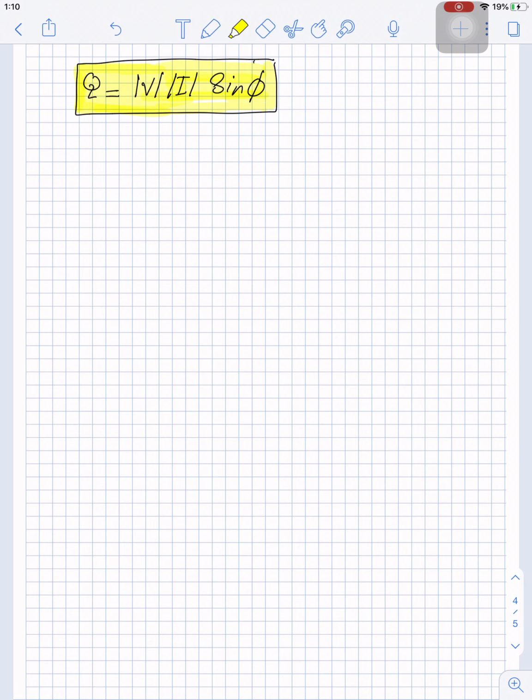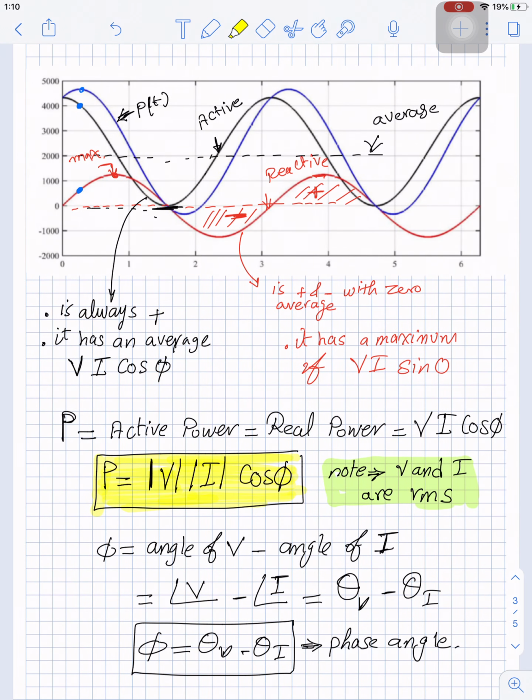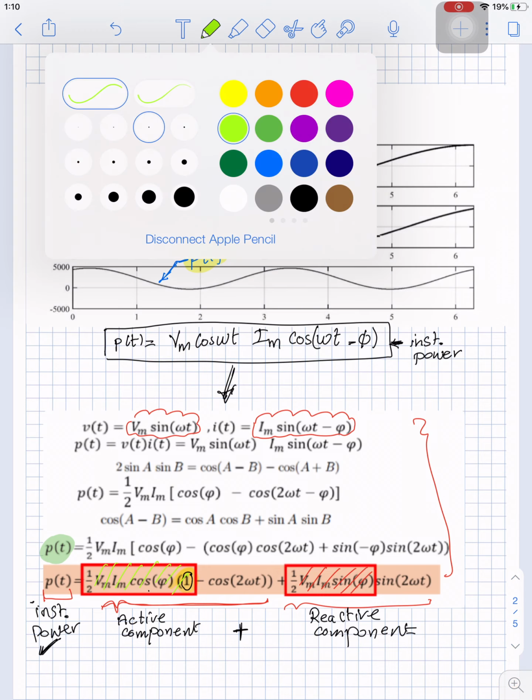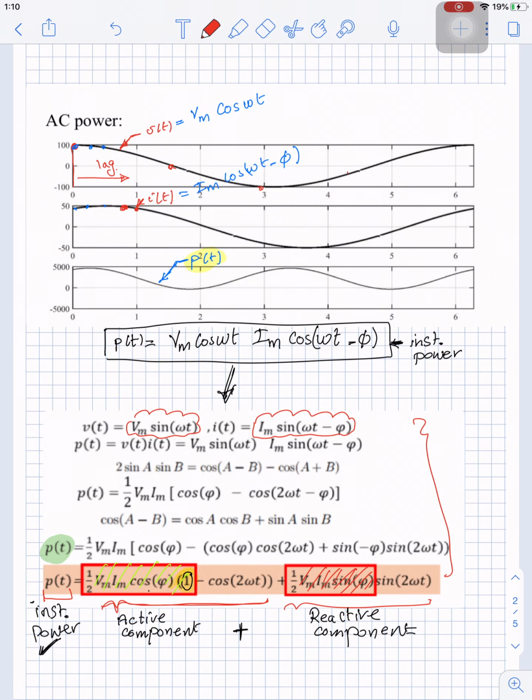Now, we know that P here is VI cos phi, and this is Q, VI sine phi. So to get your power p of t, you need to take P, which is a magnitude, and multiply it by a cos wave, and you need to take Q, which is a magnitude, and multiply it by a sine wave. And this sine wave has double the frequency of the source to get p of t.